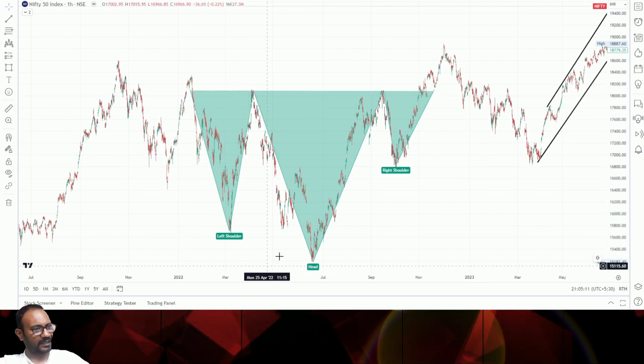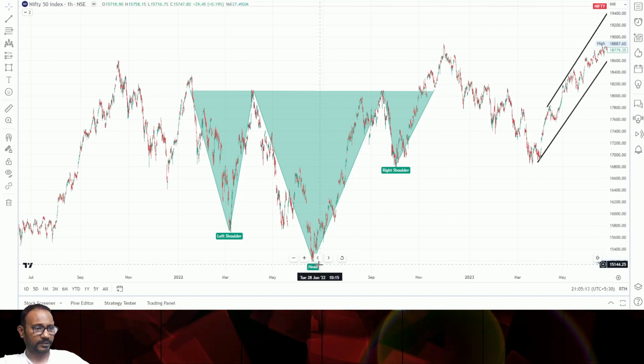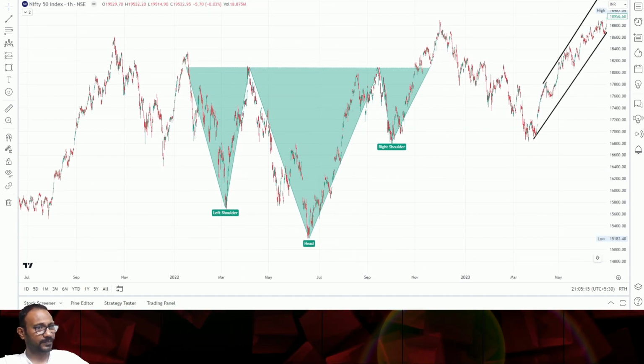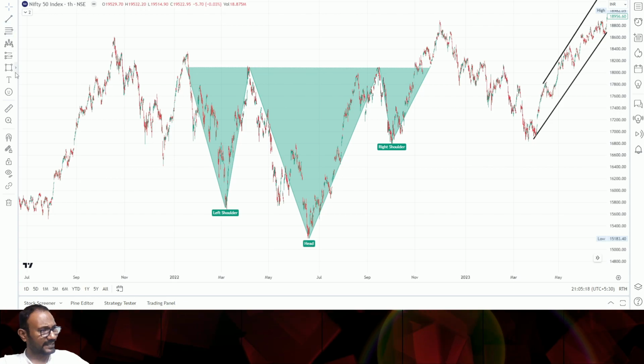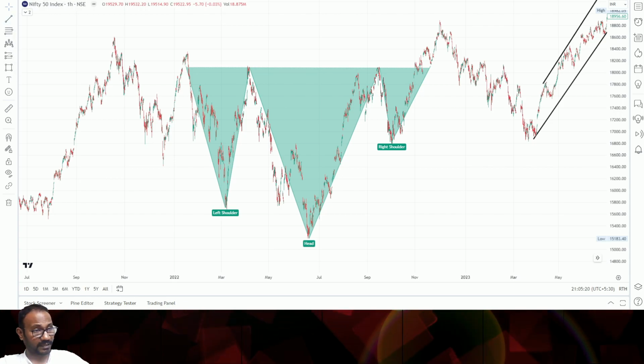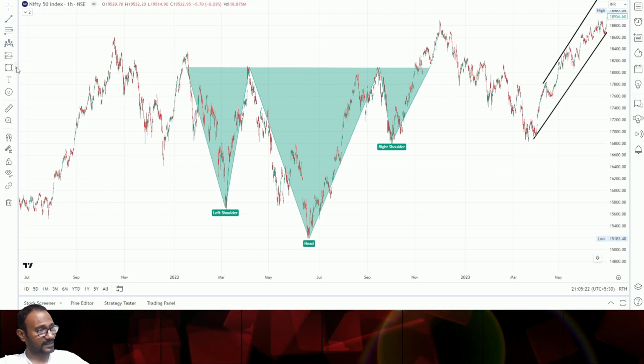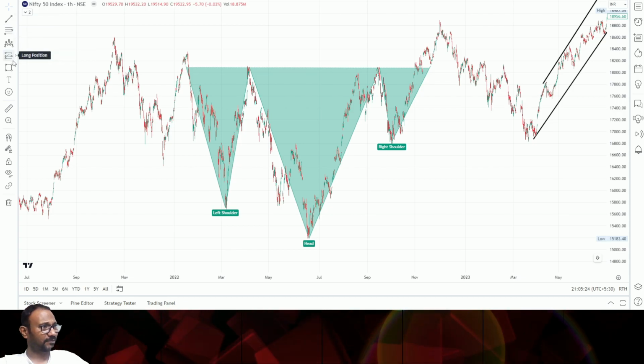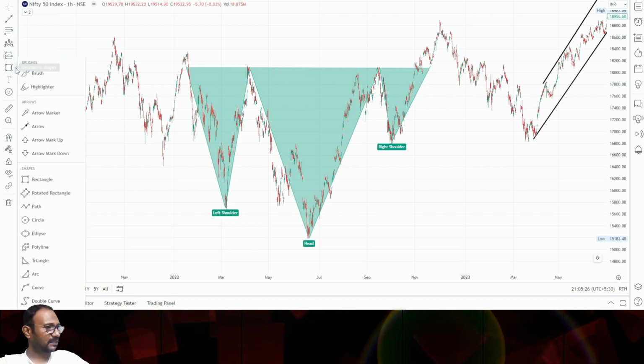Right? So we have an inverse head and shoulder pattern here, which means there is a breakout that we can expect on the upside, which rightly did. And this is 1 hour time frame. So like I said, the accuracy levels of 1 hour time frames are far more superior.